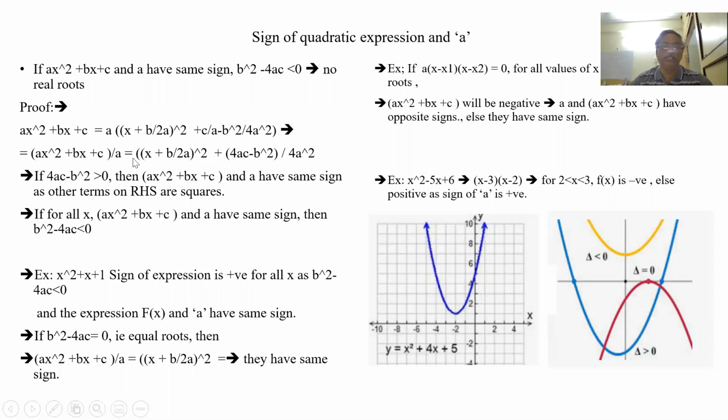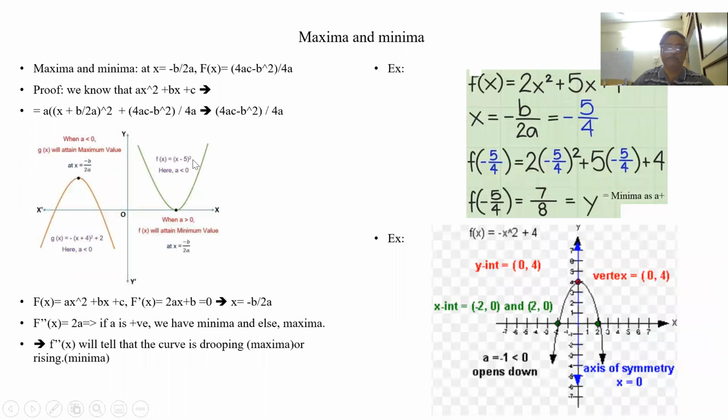If a is plus, something value will be added. If it is not 0, something will be added. So this is minimum. So here itself you can see, if a is positive, I am getting a minimum value. If a is negative, I am getting a maximum value. See from the expression.